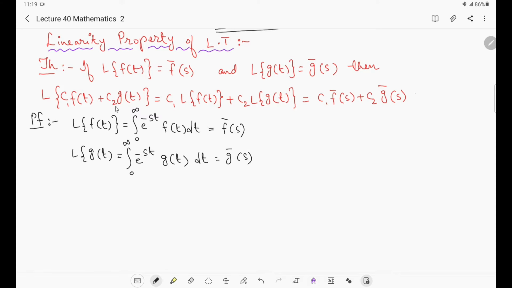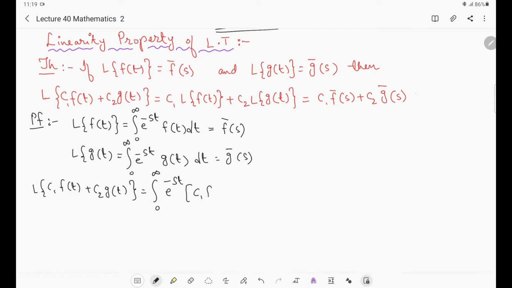Now let us consider the left hand side, since we have to prove this. We consider the Laplace transform of c1 into f of t plus c2 into g of t, which, according to the definition, is the integral from 0 to infinity of e power minus st into whatever function is there, so here we have c1 into f of t plus c2 into g of t.